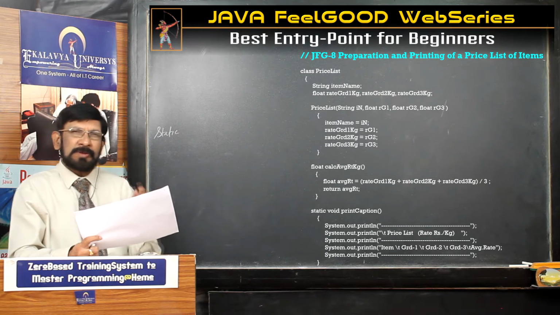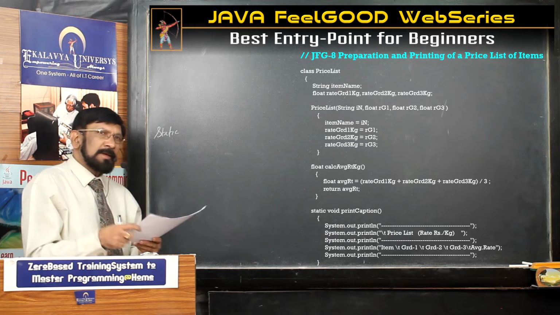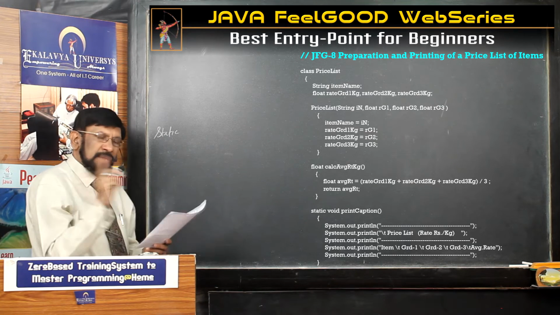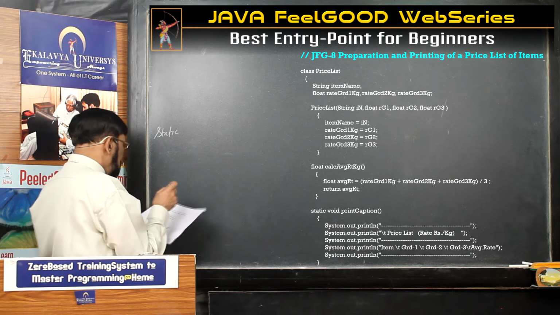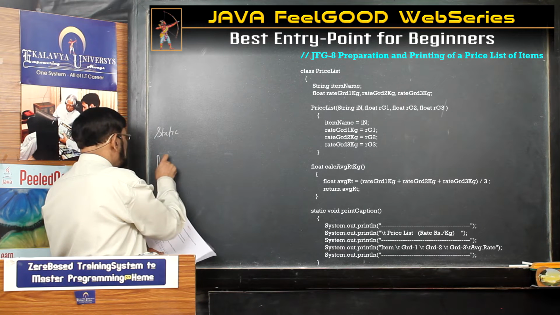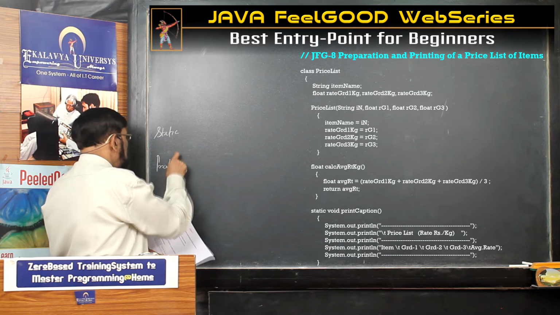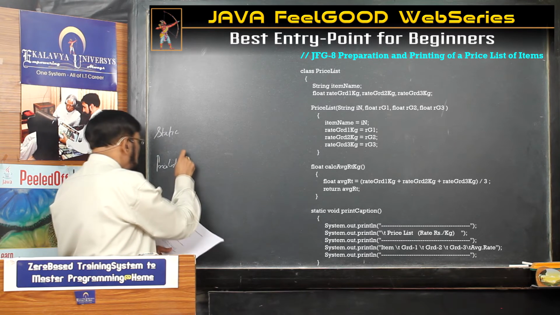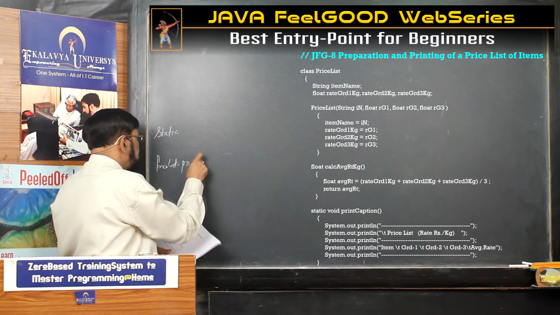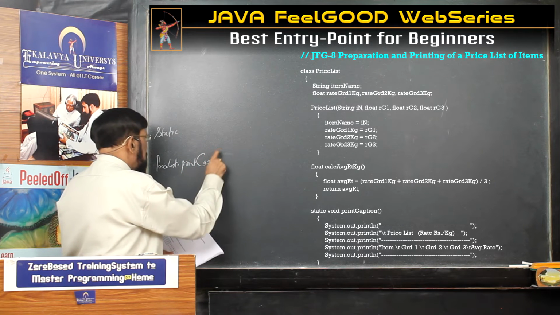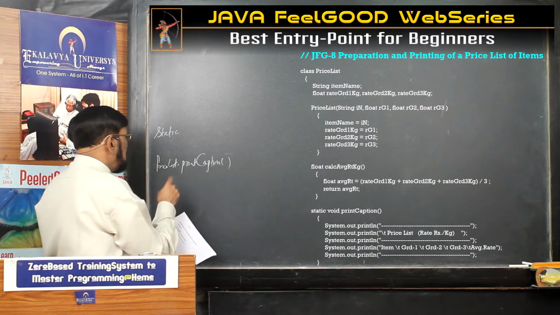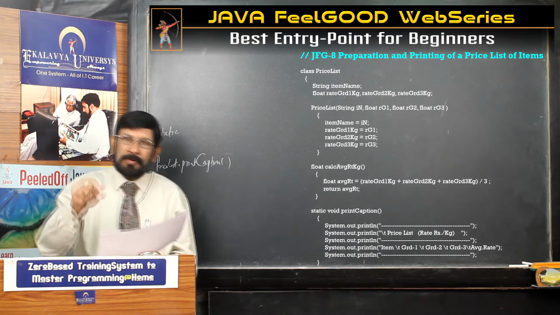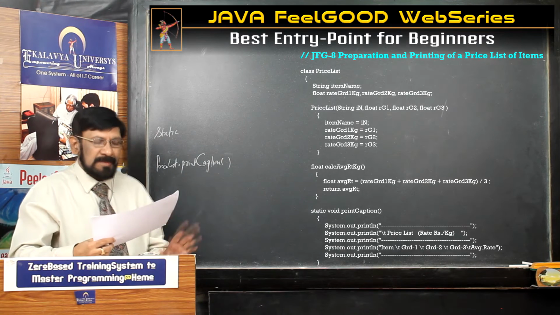Then one time only you call this via the class, not the object. For this purpose, an object need not be created. Now, what is the class name? PriceList. PriceList dot printCaption. This is the way we call it in the implementation class before creating any object. That point you have to understand.